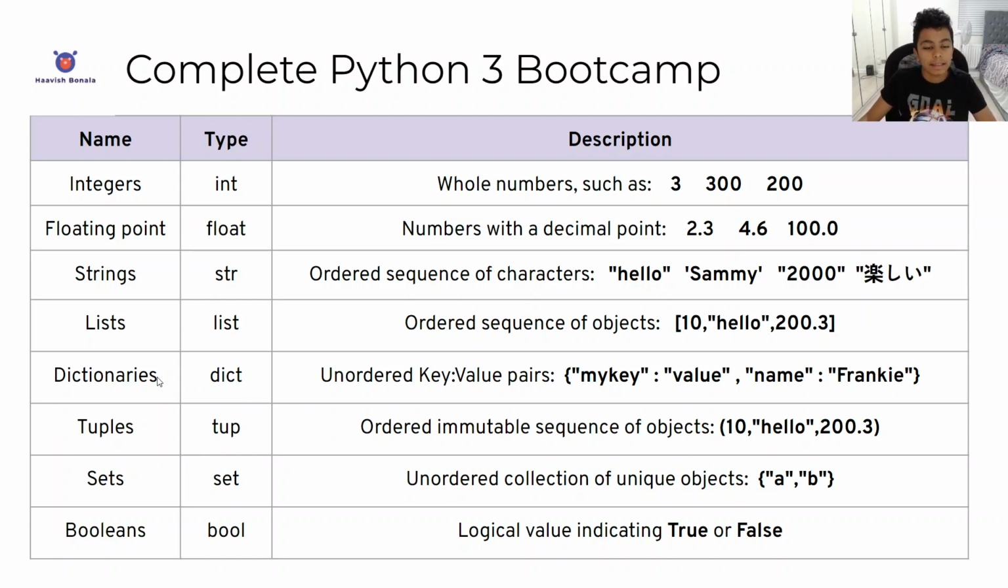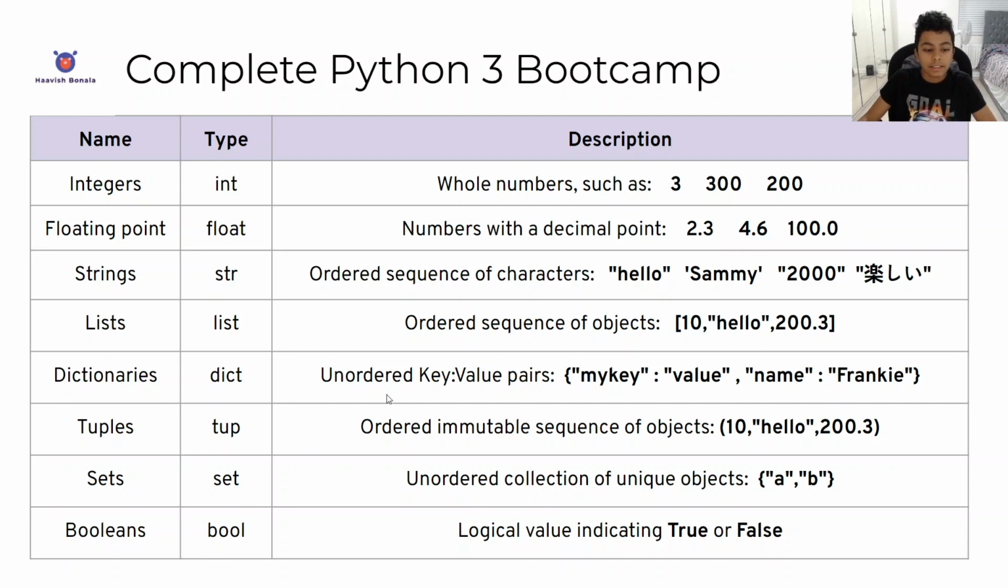So you have lists, which are ordered sequences of objects. You can have in square brackets any data type you want, including lists themselves, and inside that list you can have another list, and inside that same list you can have a dictionary or an integer. So it's basically just ordered sequences of objects.